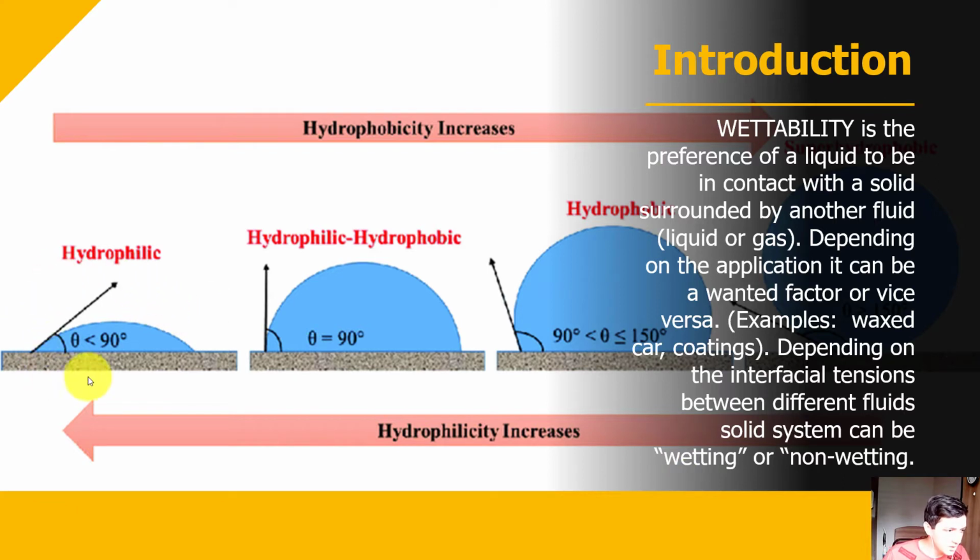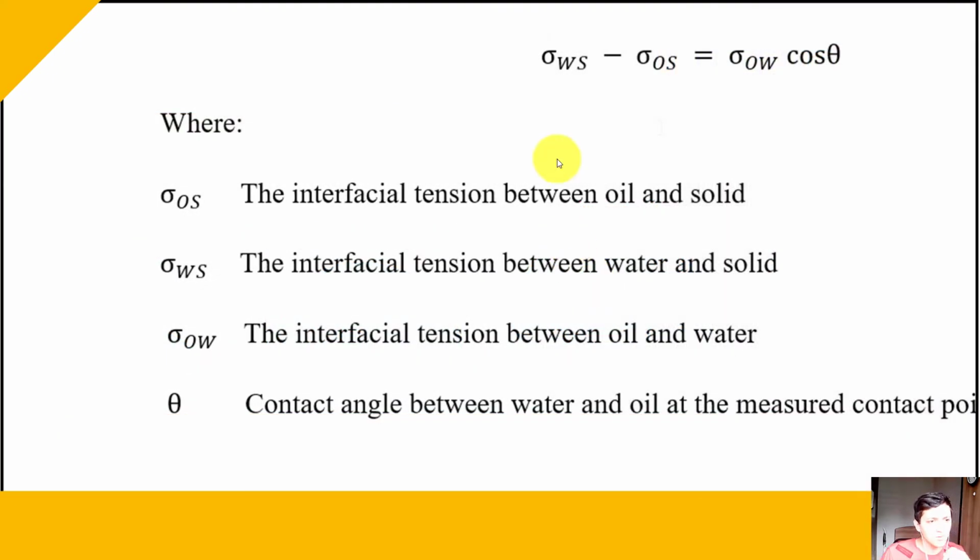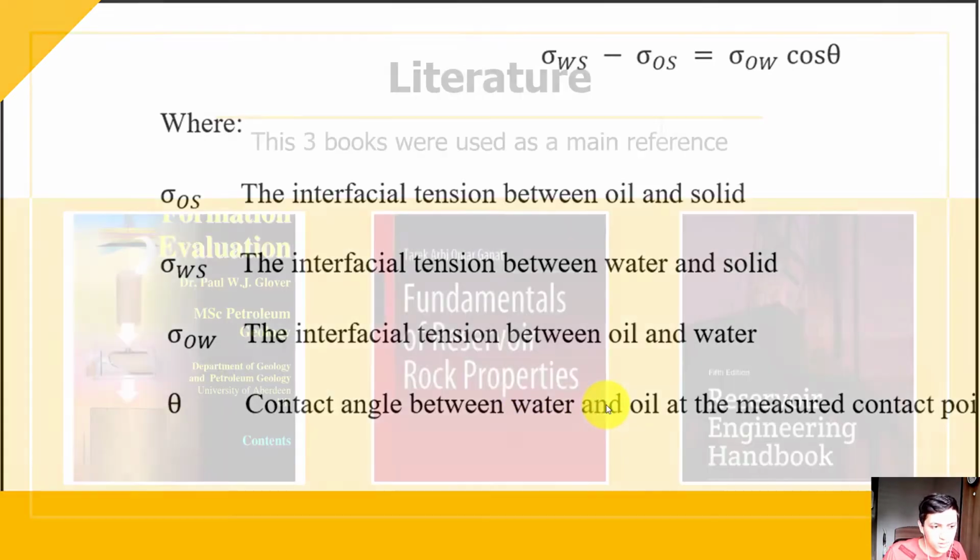As you can see in the picture here, hydrophilic is when the contact angle is less than 90 degrees. If it is equal to 90, it is intermediate between hydrophilic and hydrophobic. If it is bigger than 90, it will be hydrophobic. So this is the formula for the interfacial tension: the interfacial tension between the water and solid, minus the interfacial tension between oil and solid, is equal to the interfacial tension between the oil and water multiplied by cosine theta. This theta means the contact angle between the water and oil, and this is especially useful for reservoirs.